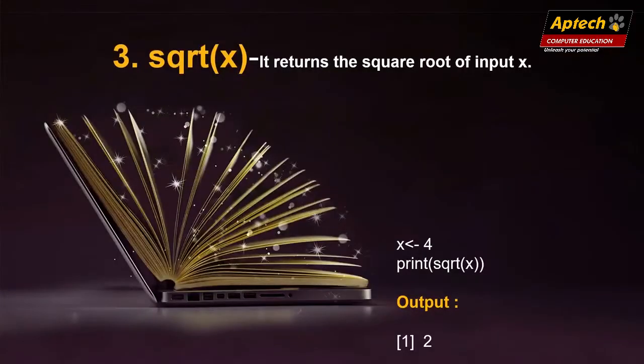The third function is sqrt function. It returns the square root of the input x. For example, I am passing here 4 in x. So it will return the square root of 4, and the result is 2. Similarly, if we use square root of 9, the result will be 3. If we use the square root of 16, it will return 4.